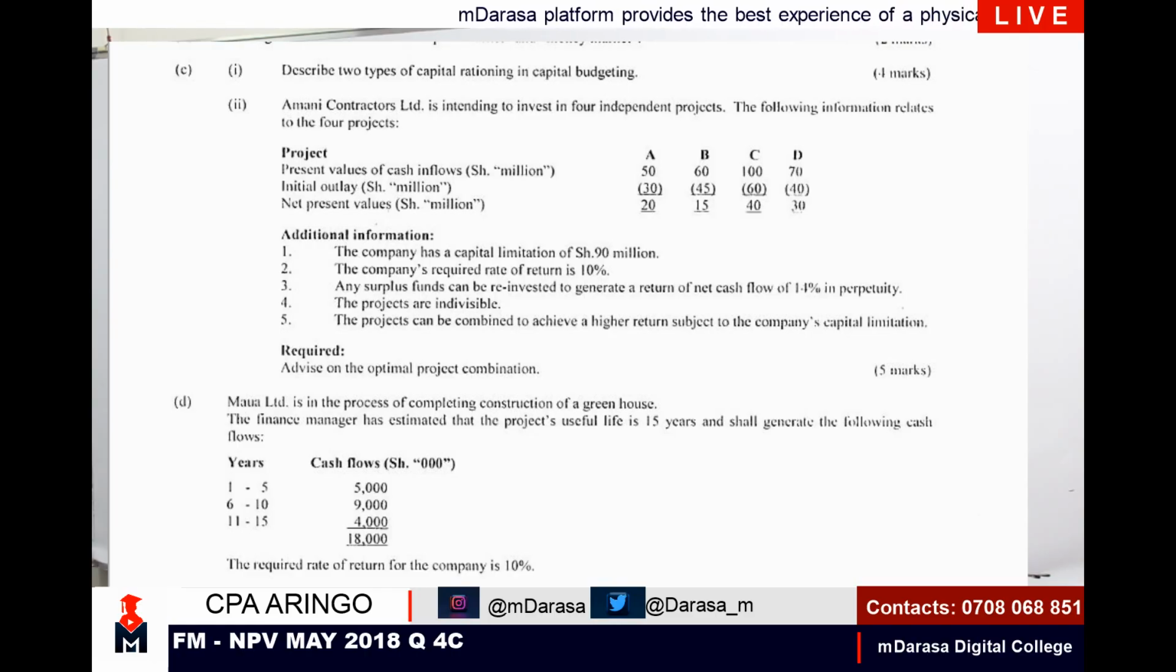Assuming at this point I've determined, we can always come and determine the surplus. Maybe we've assumed that the initial cost is a certain amount. After you have a certain amount, there's an amount that you can reinvest. So that's why the examiner is giving us: any surplus funds can be reinvested to generate a return of net cash flow of 14% in perpetuity.